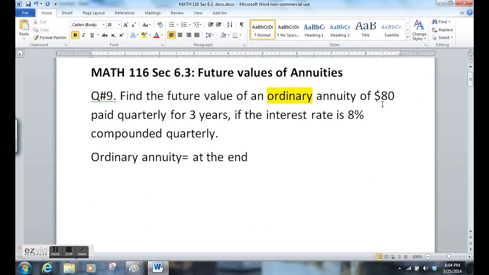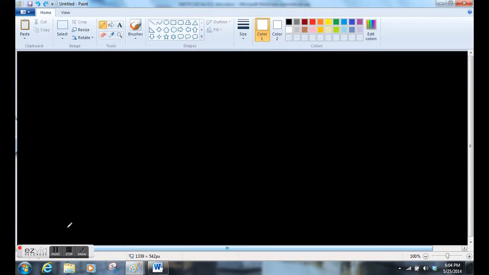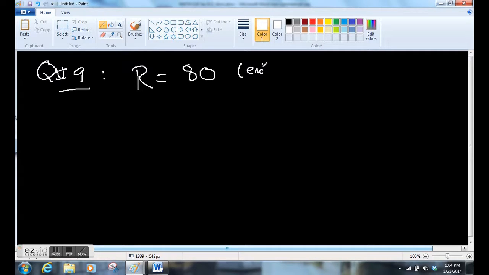Back to the question. Find the future value of an ordinary annuity, $80, paid quarterly for 3 years. Interest rate is 8%, compounded quarterly. Let's go. Let's get this one. So here we go. Question number 9. So in this case, R, which is the amount of money we're putting in at the end of each month, is $80. We're putting in at the end of each, actually it's quarter, end of each quarter. And a quarter is 3 months. So every 3 months.